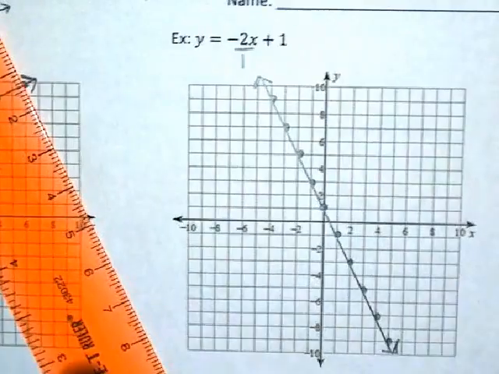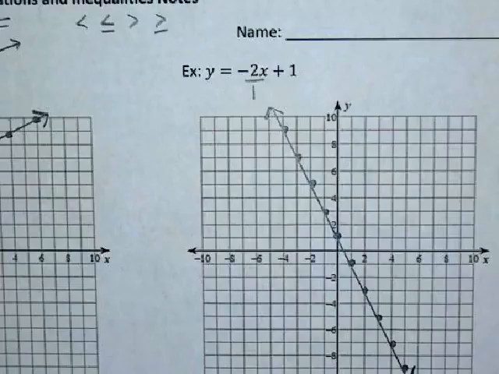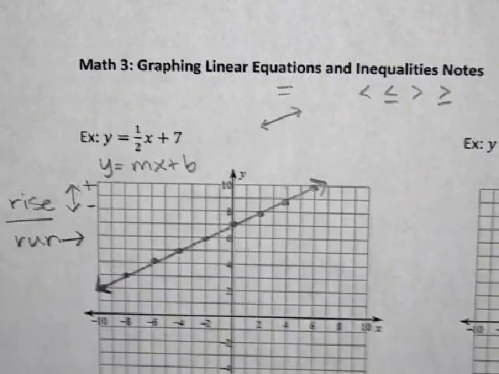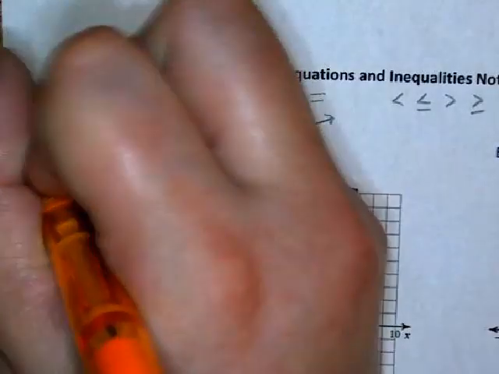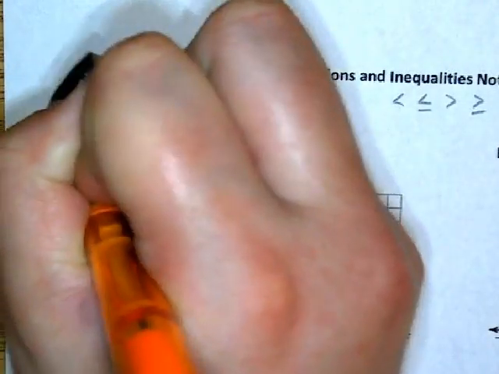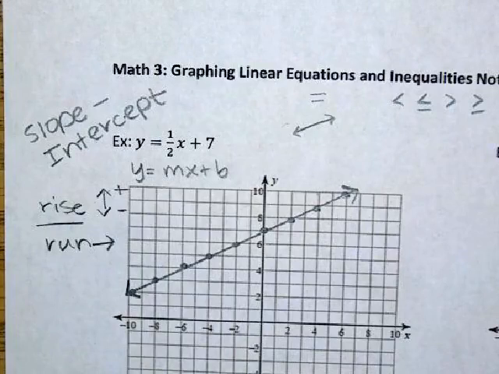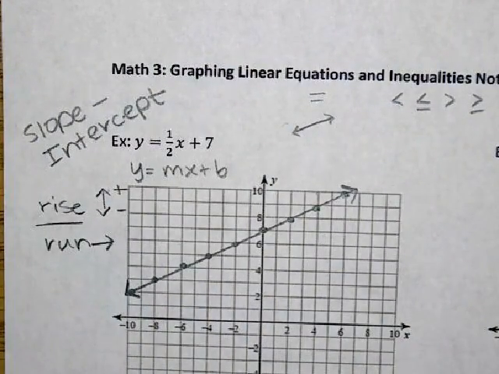Okay, so this form right here, what we just did, if you want to label it on your paper, just so you know what words people use, they call this slope-intercept form, because they gave you a slope, they gave you an intercept. That's why they call it that.